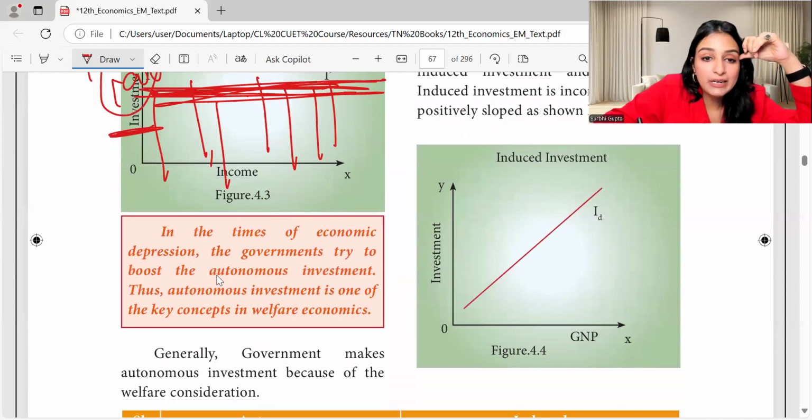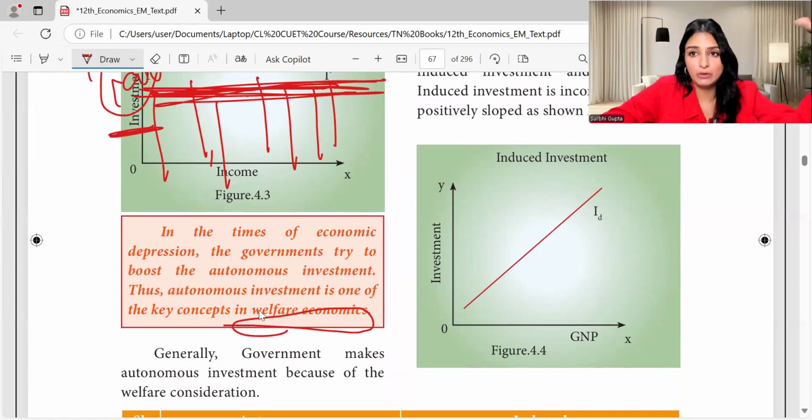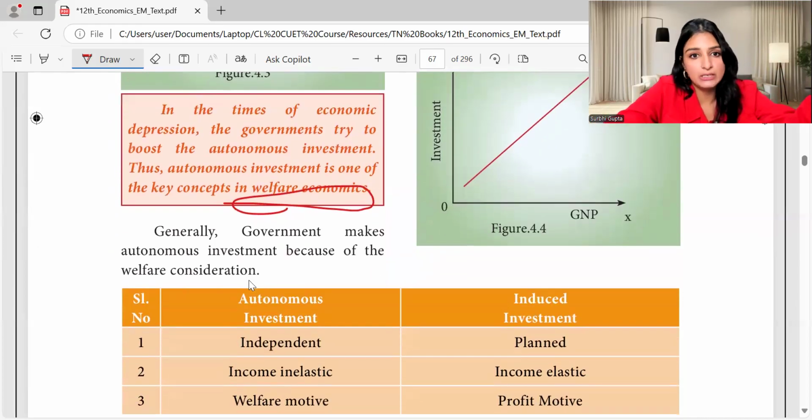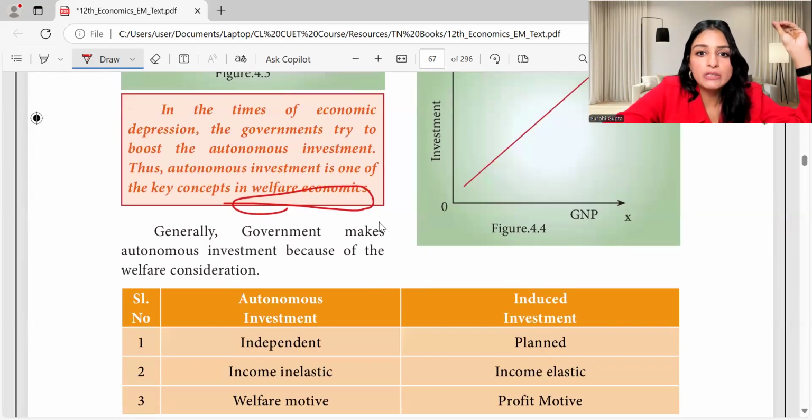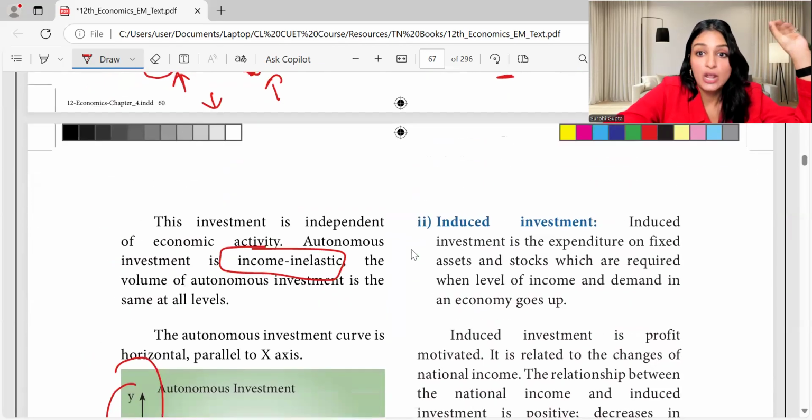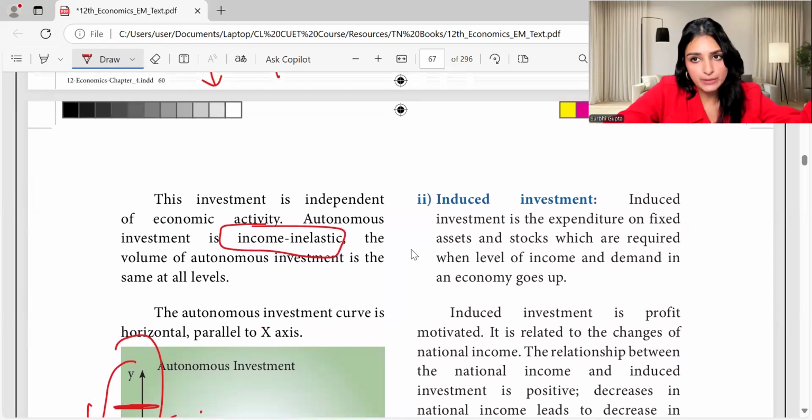In the times of economic depression, the government tries to boost autonomous investment. This autonomous investment is one of the key concepts in welfare economics. When we talk of welfare economics, it's one of the key concepts. Generally, the government makes autonomous investment because of the welfare consideration. Now we'll talk of induced investment.